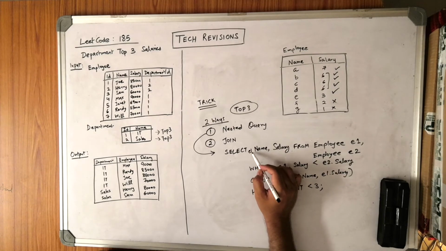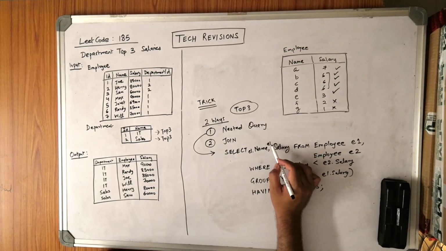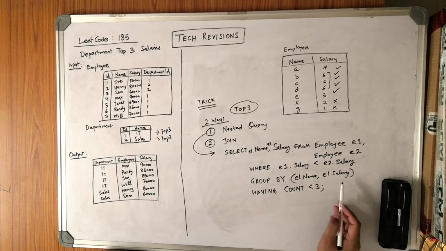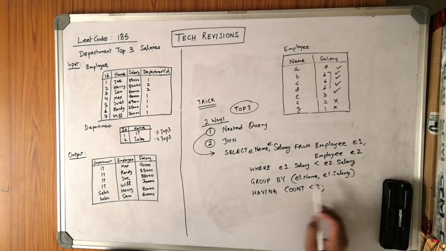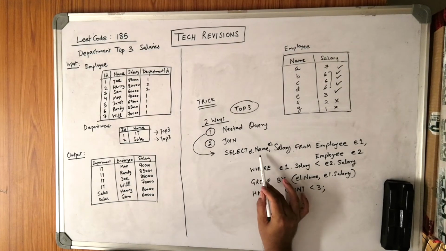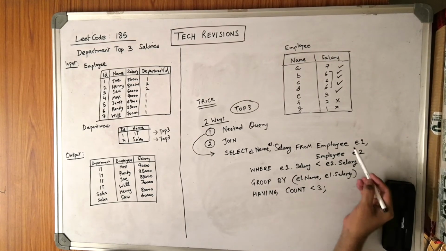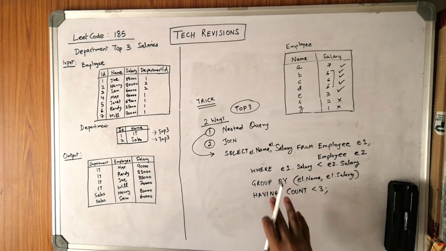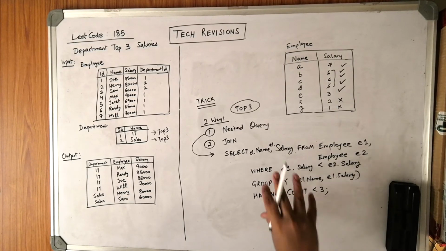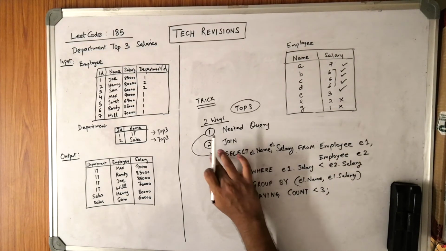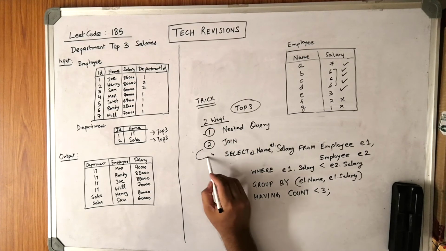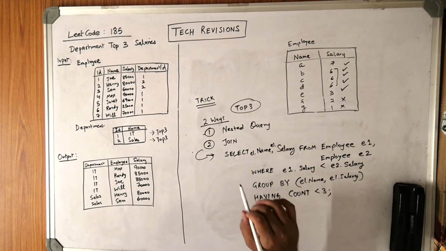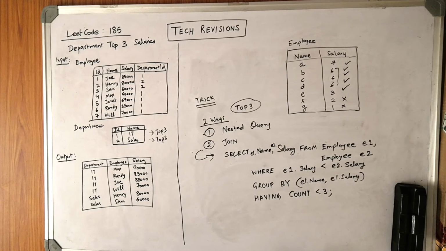Just for clarity's sake, E1 dot name, and this will be E1 dot salary, because that's what I've grouped by. So I cannot select anything outside these. So I'm selecting the E1 dot name and E1 dot salary from employee 1 and employee 2. And this particular join query tries to achieve exactly what we were trying to achieve in the nested query.